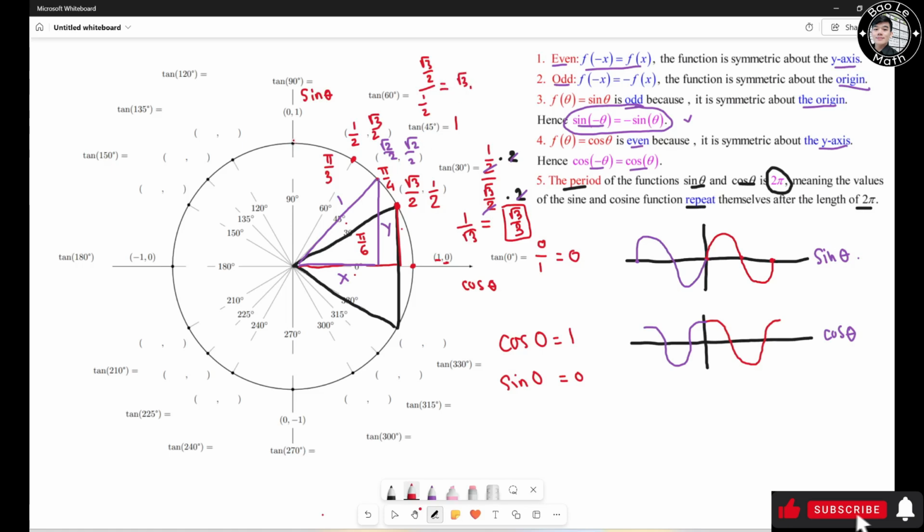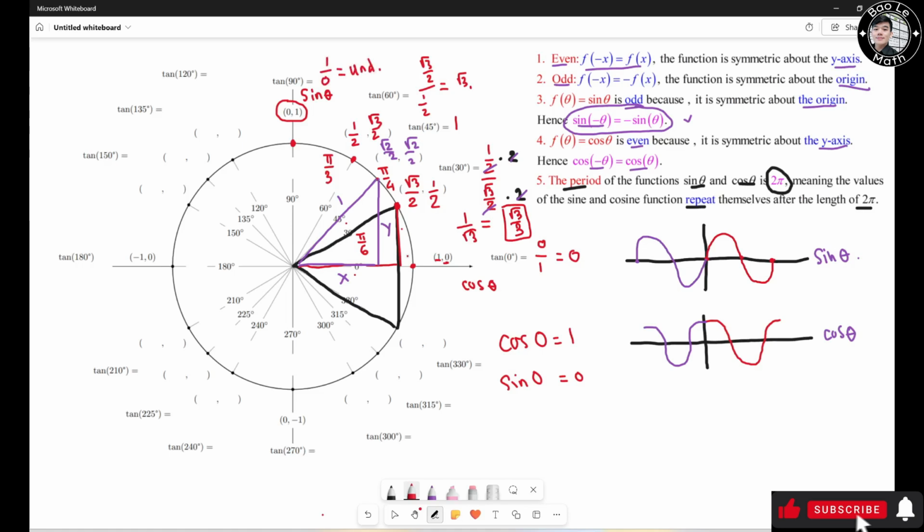Now we're going to talk about the pi over 2 right here. Pi over 2, the point right here, it's going to be 0, 1, right? So sine of pi over 2 equals 1. Cosine of pi over 2 equals 0. So tangent of pi over 2 equals 1 divided by 0. It's going to be undefined, right?